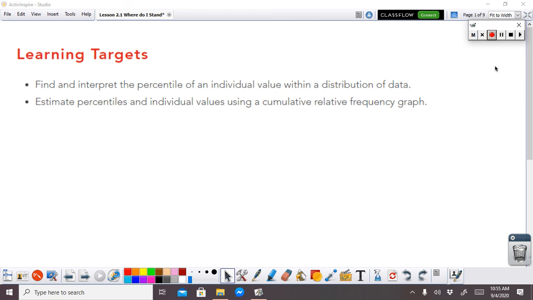Welcome to another lesson of AP Statistics. Our learning targets today are to find and interpret the percentile of an individual value within a distribution of data, and to estimate percentiles and individual values using a cumulative relative frequency graph.